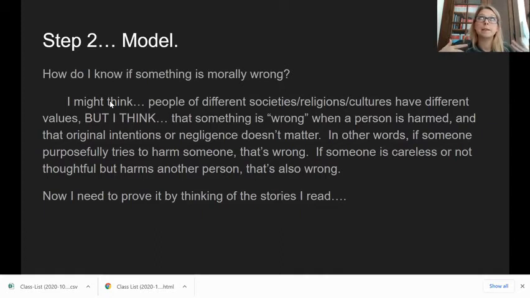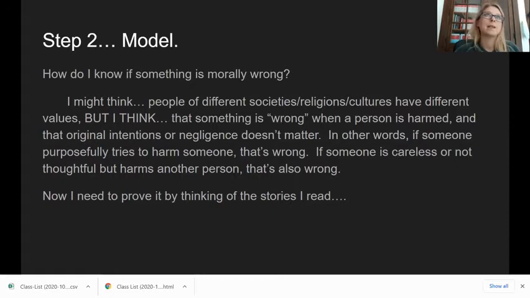I might think to myself, kind of informally here, all right, people of different societies and religions and cultures have different values, but I think that something is wrong when a person is harmed and that original intentions or negligence doesn't matter. In other words, if someone purposefully tries to harm someone else, that's wrong. If someone is careless, for example, if someone is driving drunk and accidentally kills someone, that's wrong because they didn't take the steps to make sure that they were driving carefully.